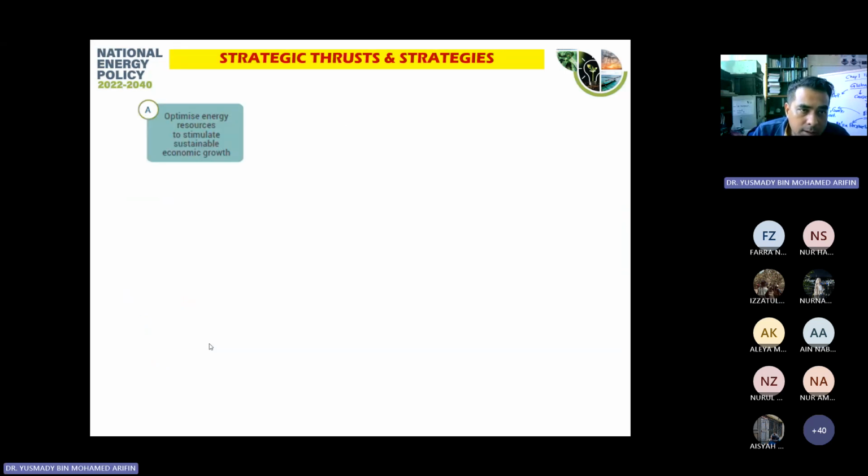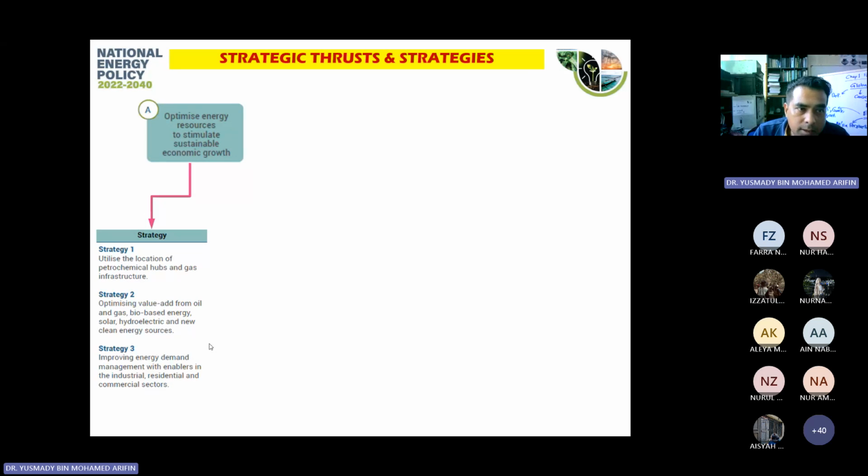Okay, so in detail for the individual thrust A, in terms of strategy, there are 3 strategies in order to optimize the energy resource. First one, utilize the location of petrochemical hub and also gas infrastructure. Strategy number 2, optimizing value add from oil and gas, bio-based energy, solar, hydroelectric, and also new clean energy source. Strategy number 3, improving energy demand management with enablers in the industry, residential, and also the commercial sectors.